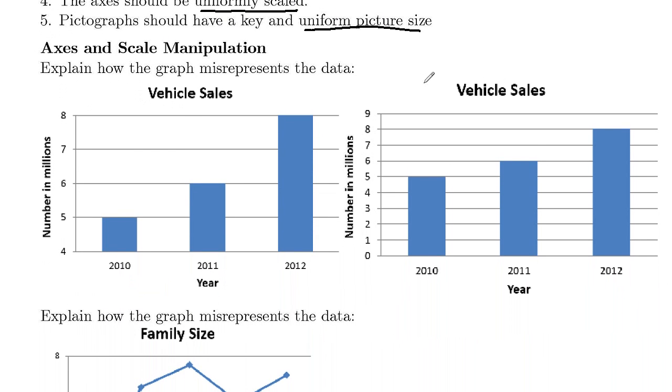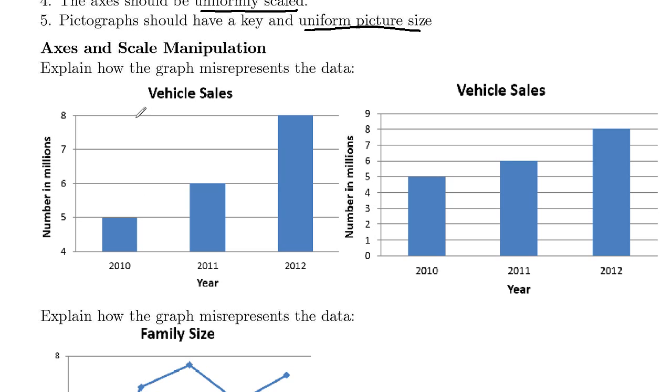The first problem that can happen is axis or scale manipulation. Look at this graph for a second. We've got vehicle sales listed in millions in 2010, 2011, and 2012. We see in 2010 that there were 5 million vehicles sold, and in 2012, there were 8 million vehicles sold. However, look at this bar. It looks like it's 4 times as high as the bar for 2010. Well, in fact, it is.